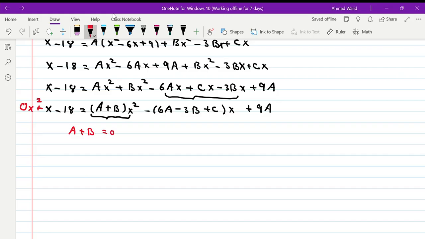The second equation will be negative 6a minus 3b plus c equals what? The coefficient of x. The coefficient of x is 1 on the left side. And the third equation, 9a equals what? Negative 18. Here you go, equation number 1, equation number 2, equation number 3. A system of linear equations in 3 variables.